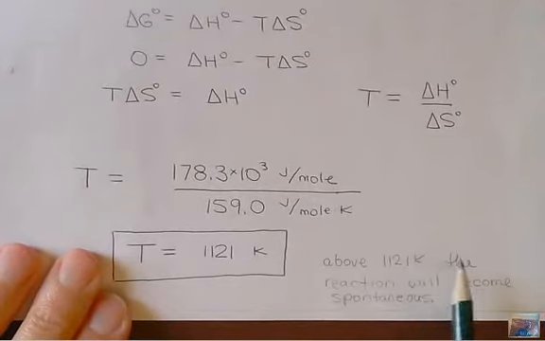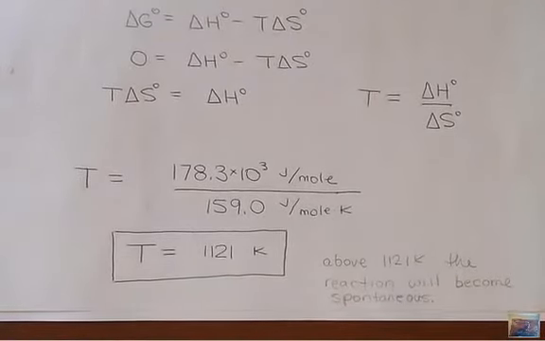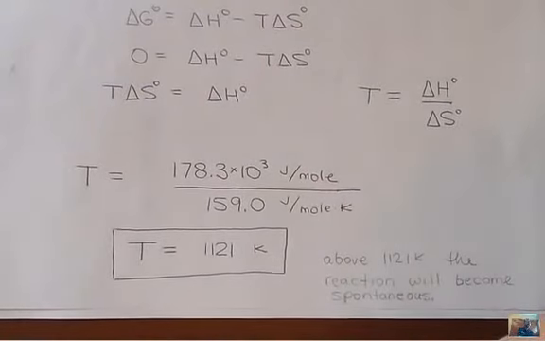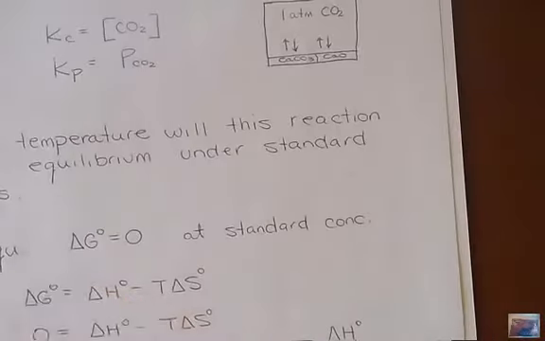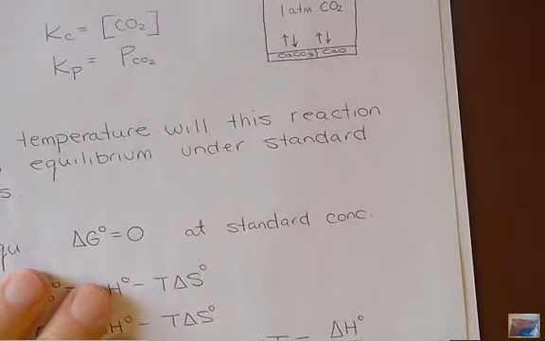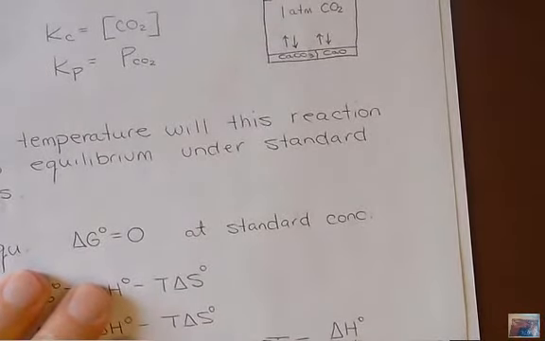Above 1121 Kelvin, this reaction will become spontaneous. Okay, if you take 273 off of that, I'll tell you what that is in Celsius. That's 1121 minus 273, still very warm. That would be 848 degrees Celsius. So I'll write that in here, 848 degrees Celsius, very warm temperature.